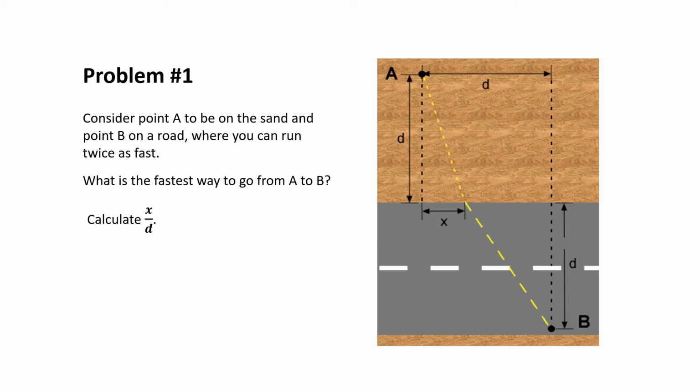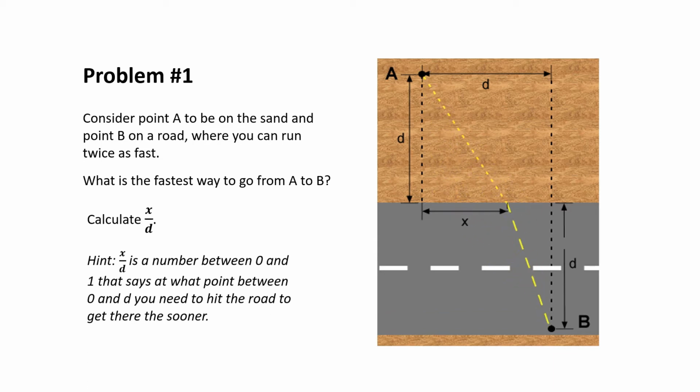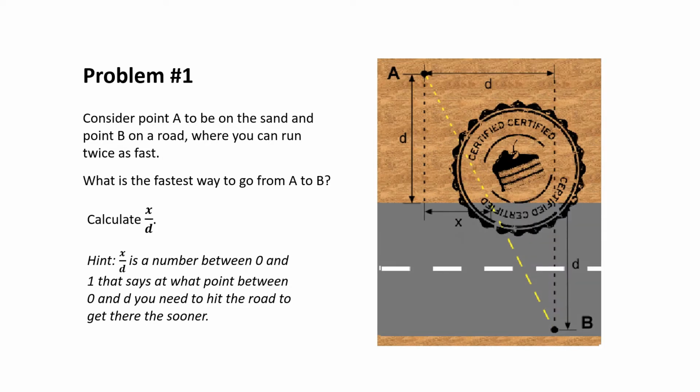You need to calculate x over d. And here's a hint. X over d is a number between 0 and 1 that says at which point between 0 and d you need to hit the road to get there the soonest. Now this is a piece of cake, certified.